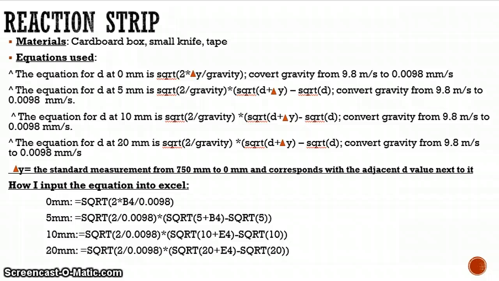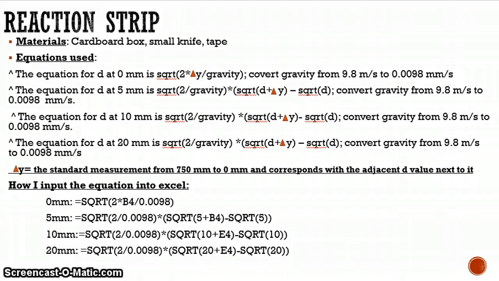For 0 millimeters, I did equals the square root, open parentheses, 2 times the delta y, in this case being B4, divided by 0.0098. For 5 millimeters, it is equal to the square root of open parentheses 2 divided by 0.0098 close parentheses times the square root of open parentheses 5, being 5 millimeters, plus B4, in this case being delta y, close parentheses minus the square root of 5, close parentheses, close parentheses.